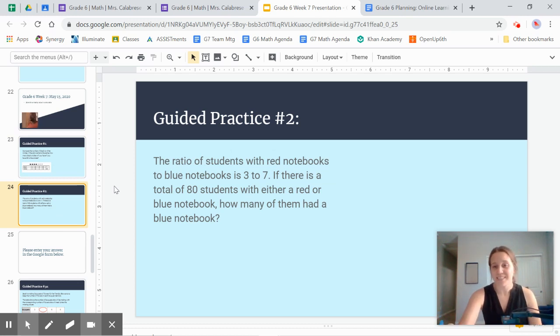This one, the ratio table is not given, and I love this question because it's not just a part-to-part ratio, it's part to total. So let's take a look together. The ratio of students with red notebooks to blue notebooks is 3 to 7. If there is a total of 80 students with either a red or a blue notebook, how many of them had a blue notebook? All right, so go ahead and try to jot down a part to total ratio table, and we'll come back together in about 20 seconds.